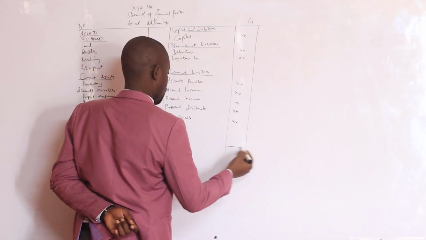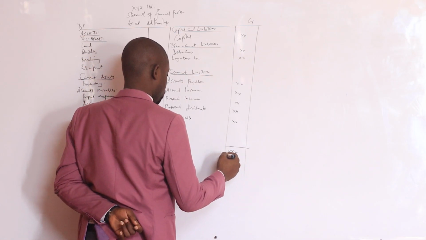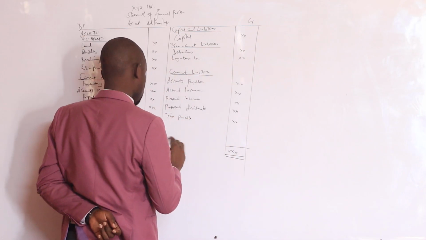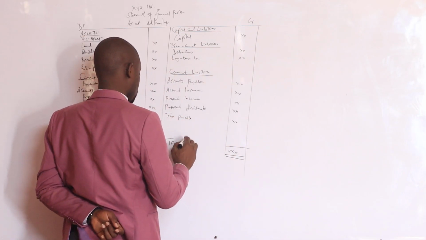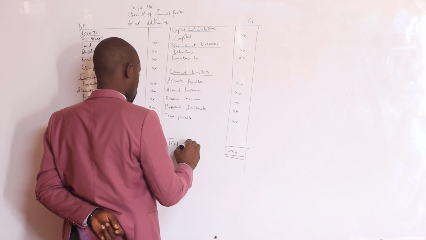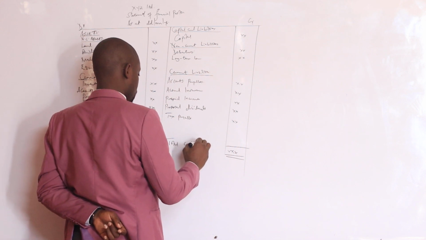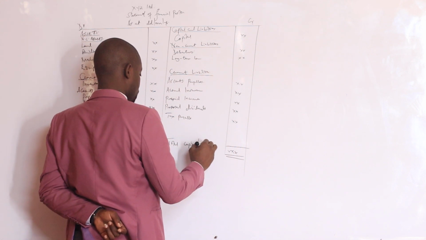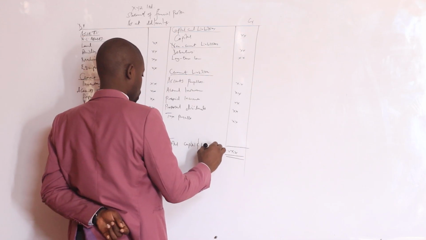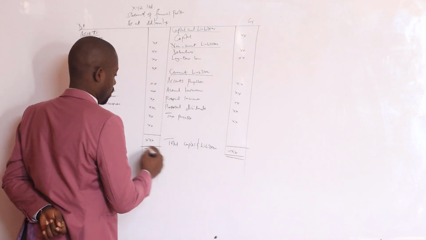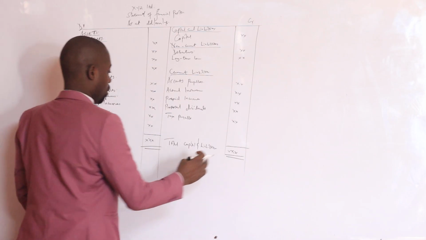So what we get here is called total capital and liabilities. This one here. So it must be on the same level.